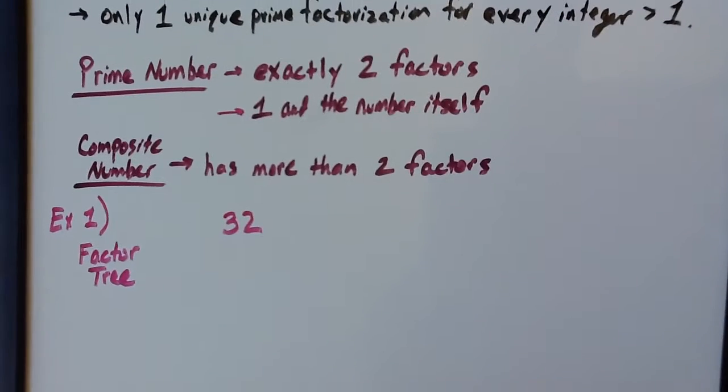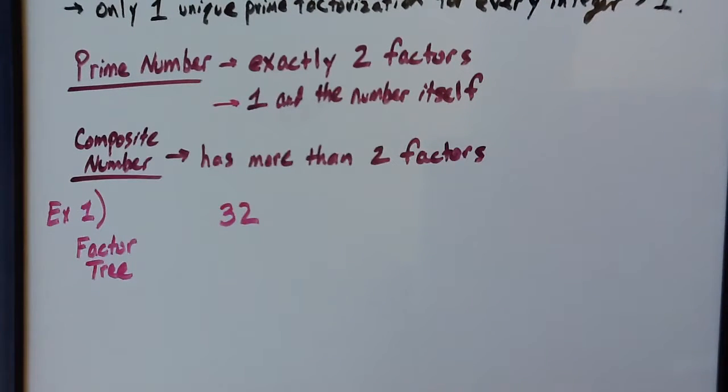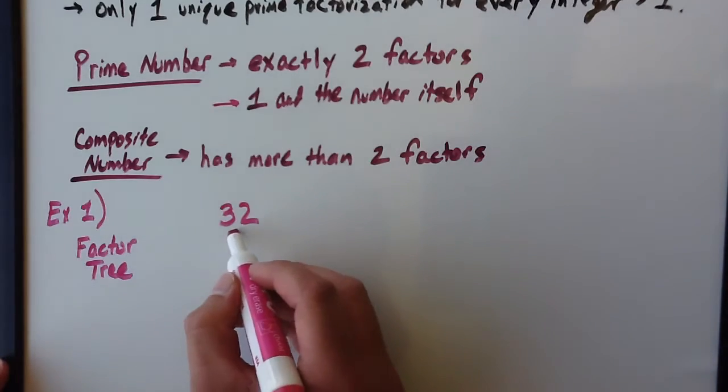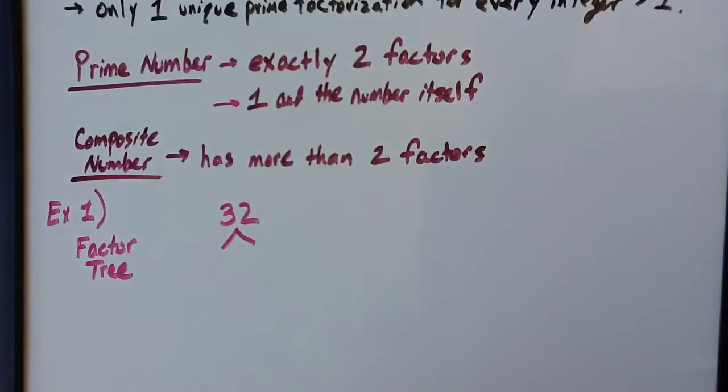So in example number 1, we're going to look at the number 32. We want to break this down to write this number as a product of its prime factors. So first off, I would look for, is the number even? Because if it's even, we know it's divisible by 2. 32 is even, and so it's divisible by 2. So what we're going to do here is make branches.